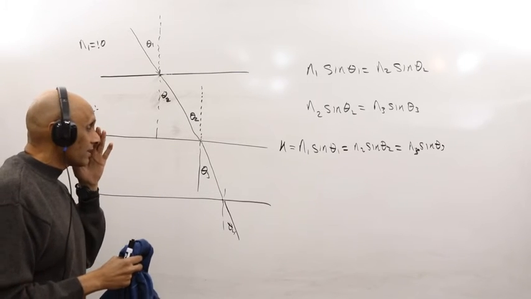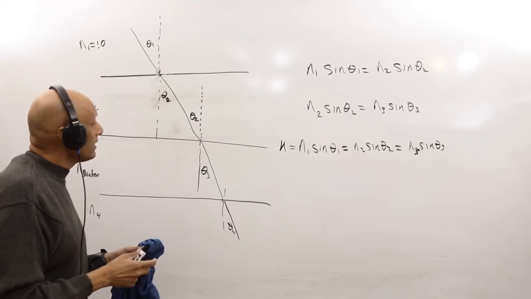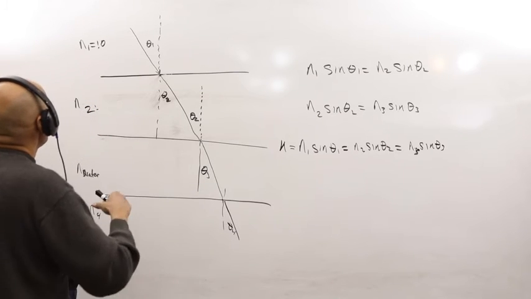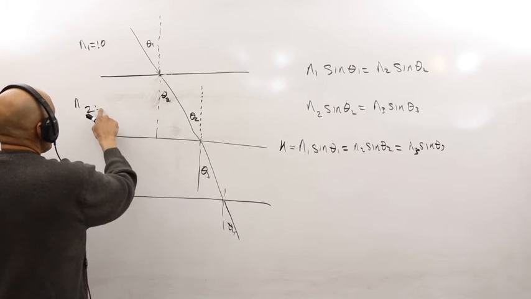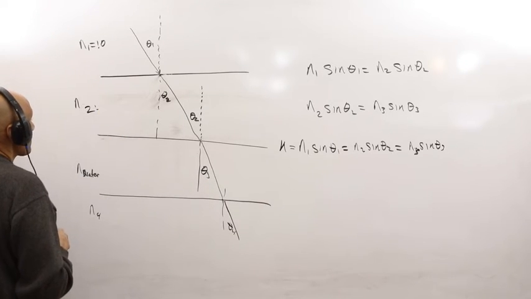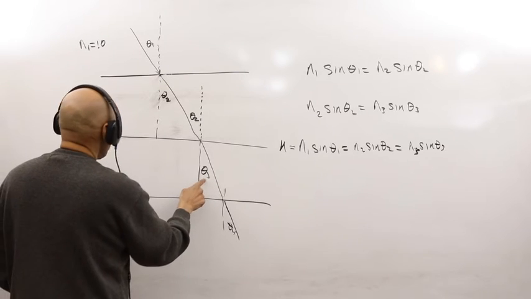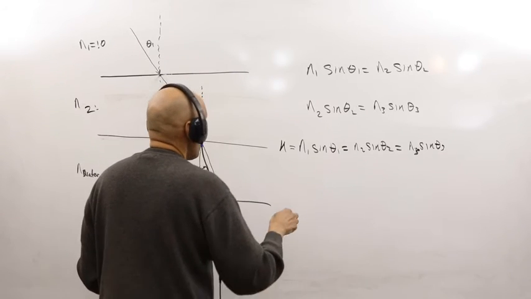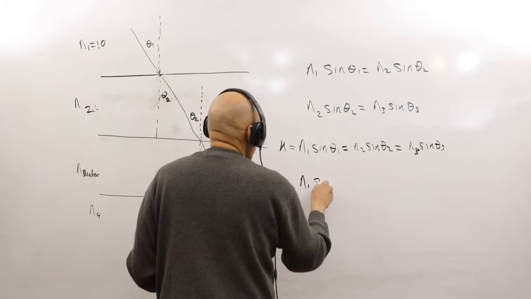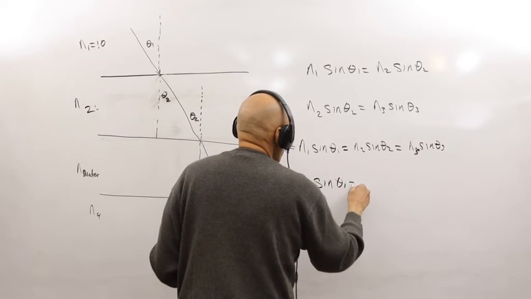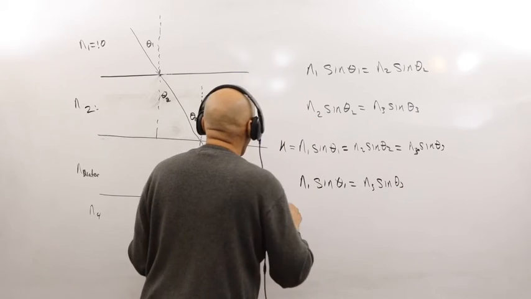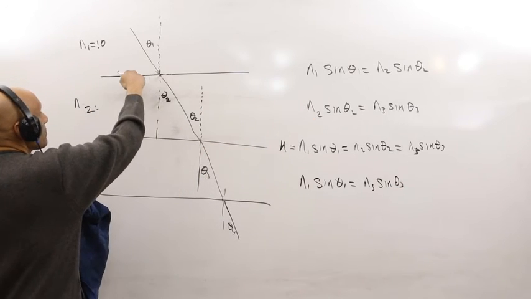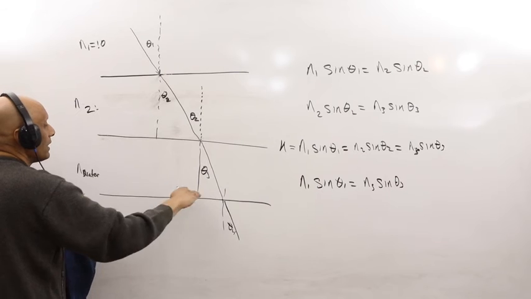But this is kind of a beautiful idea. In this case, I don't really need to know the index of ice to tell you the exit angle of water. All I have to know is that n1 sine of theta 1 is equal to n3 sine of theta 3. This only works so long as these surfaces are parallel to each other.